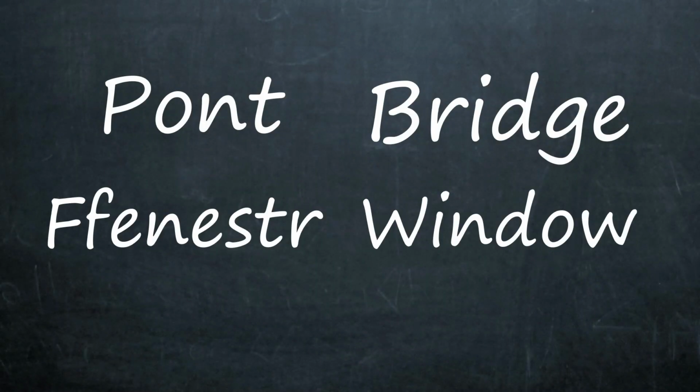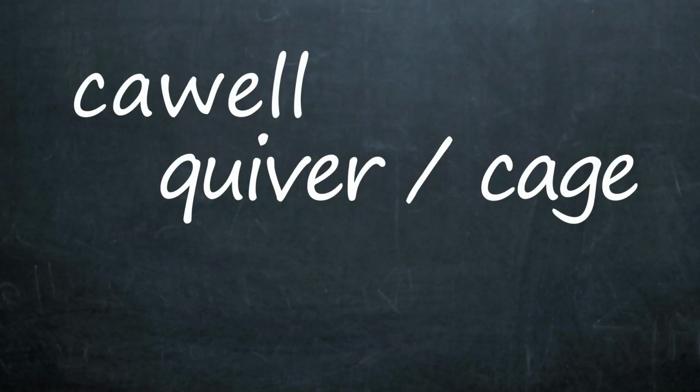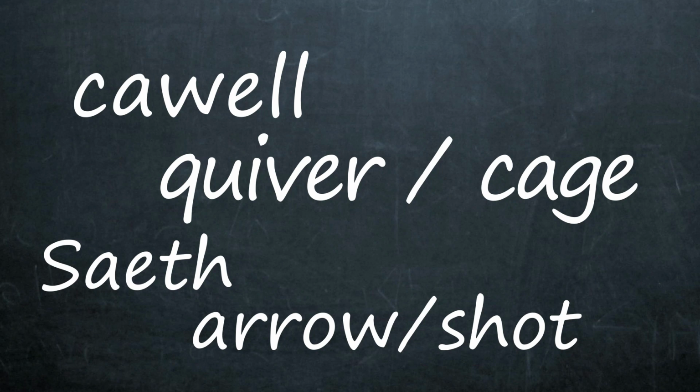Pont became the word for bridge from Latin. Ffenestr, for window, also Latin. One of my favorite words in Welsh is the word for a quiver that you put your arrows into, cawell, which also means cage, but there's that ek ending in it. It comes from Latin. Saeth, the arrow that you put in the cawell, is from Latin. Saethu, the verb to shoot an arrow, comes from Latin.